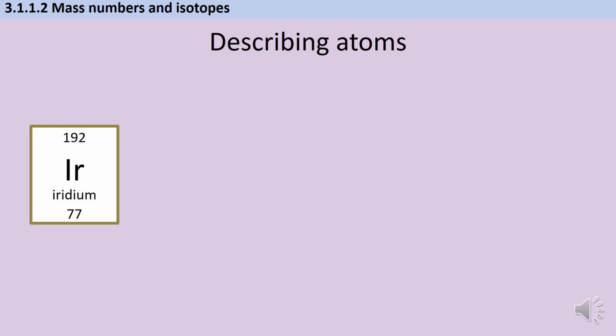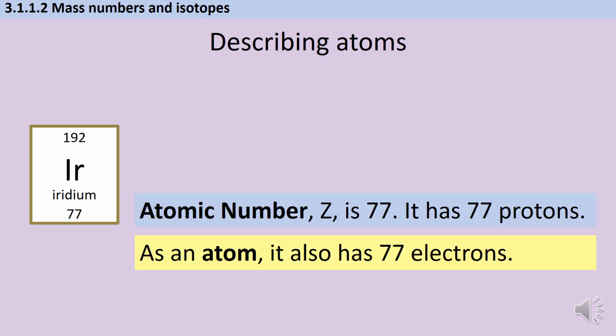This iridium atom has an atomic number of 77 and a mass number of 192. Because its atomic number is 77, we know that it has 77 protons. Because it's an atom, it must have the same number of electrons as protons, and therefore it has 77 electrons.